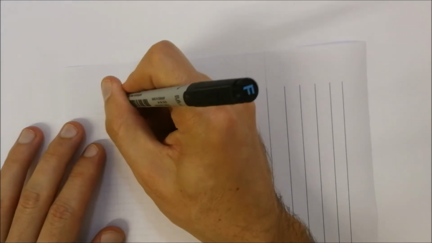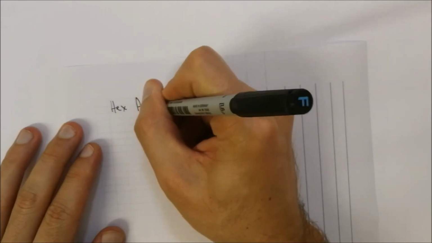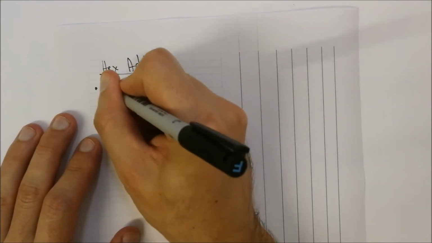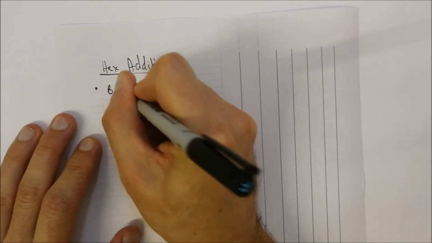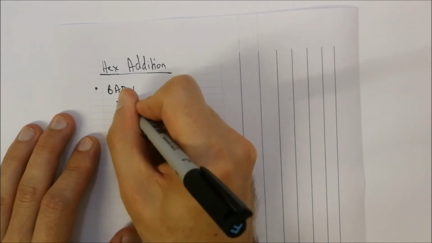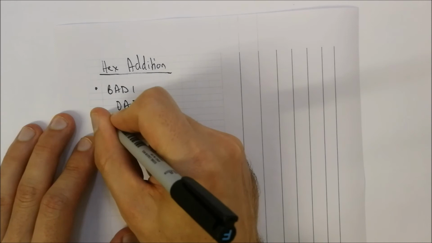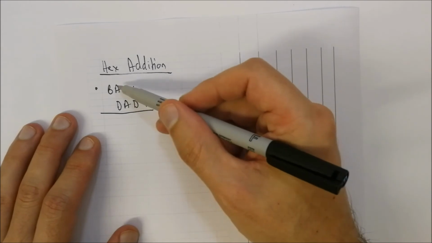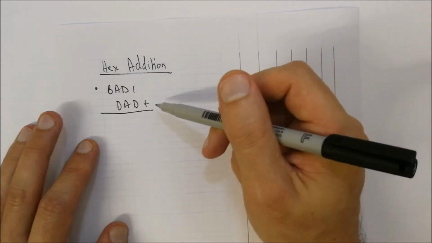Okay, so now that we've done that, let's have a look at hexadecimal addition. Again, we're going to be using the same principles as we did for octal numbers, but for hexadecimal. So let's say, for example, we've got the question BAD1, and we're going to be adding to that DAD. Keep in mind, always keep the different characters underneath each other in order so that you don't mix them up.